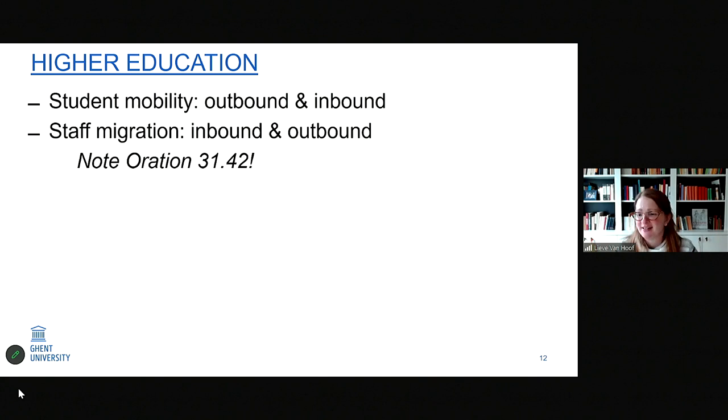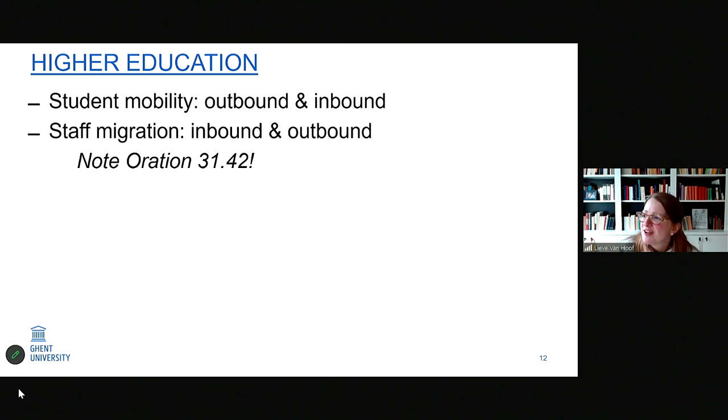So this is a reference to Acacius, who is a Palestinian who moved out for a while to teach in Antioch, but who then returned to Palestina to teach there. And I think Acacius on his own already shows both the inbound and the outbound movement in the sense that he first went away from Palestina and then returned there to teach. So that's student and staff, teaching staff mobility.